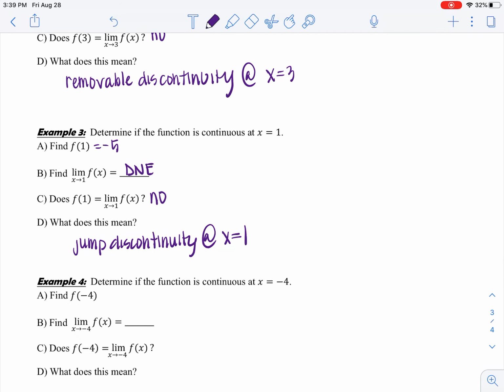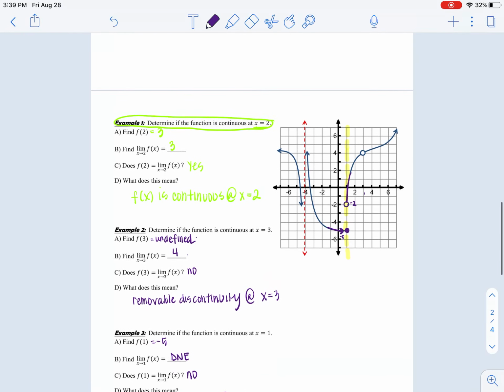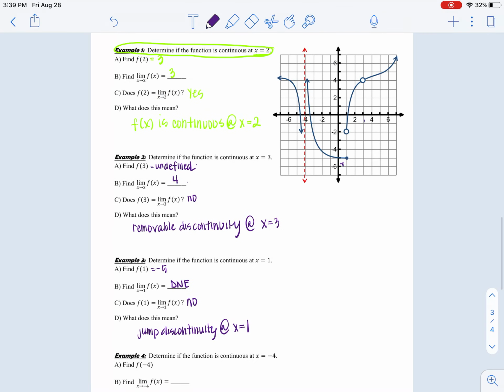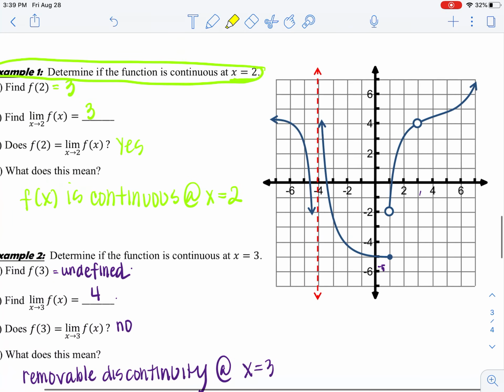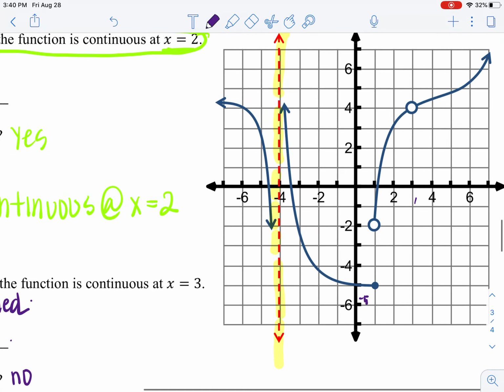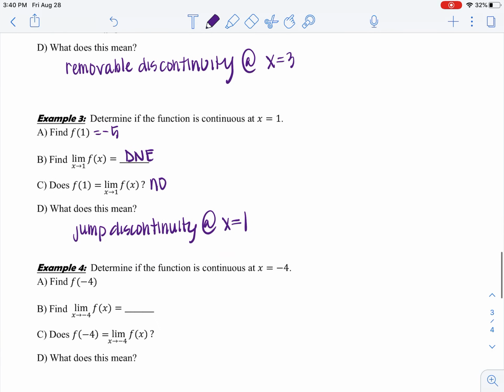All right, the very last one. Determine if the function is continuous at x equals -4. I'm going to go ahead and erase all this. Or at least I tried to. -4, okay. There's my asymptote. So clearly there is going to be a discontinuity here. It's an asymptote, therefore there's an infinite discontinuity, but we're still going to do the test. Find f of -4. When x is -4, what is y? There is no point at all, so this is undefined.